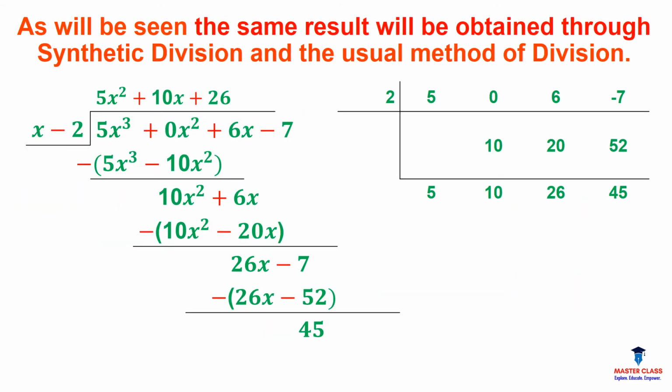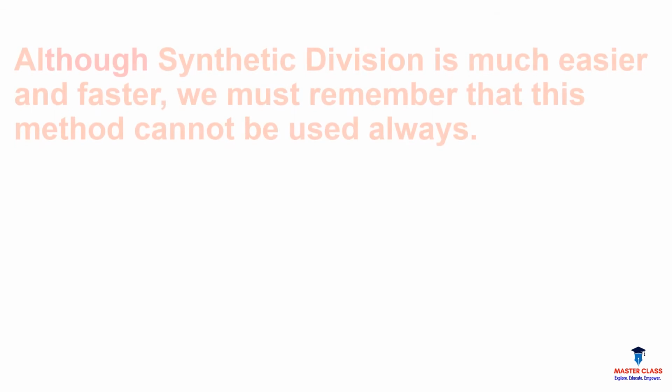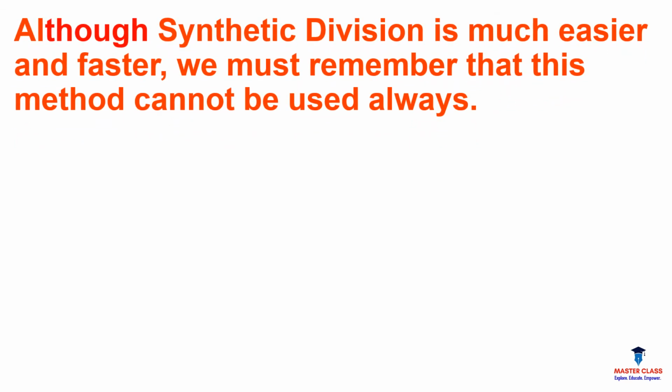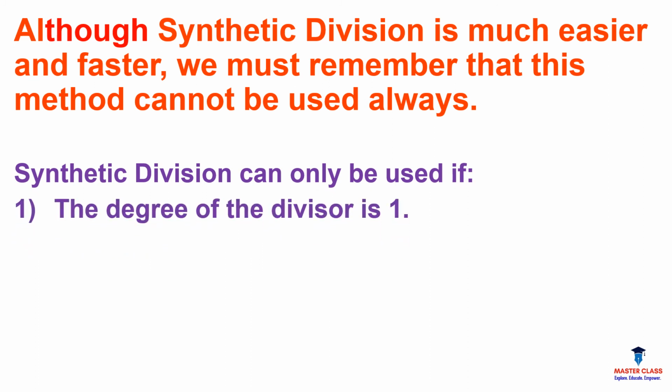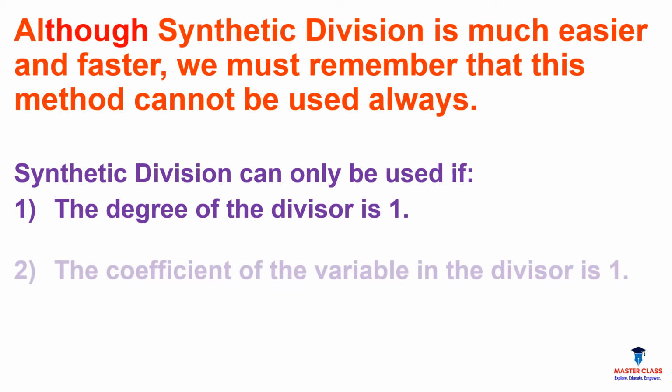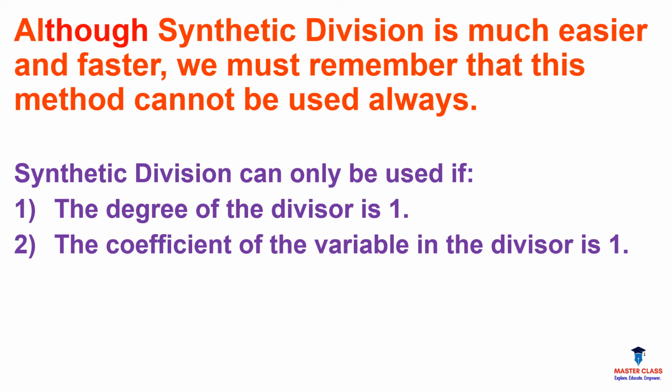As will be seen, the same result will be obtained through synthetic division and normal division. We can also see that while doing synthetic division, we use less space and also that it is faster. Although synthetic division is much easier and faster, we must remember that this method cannot be used always. To recollect, synthetic division can only be used if the degree of the divisor is 1 and if the coefficient of the variable in the divisor is also 1.